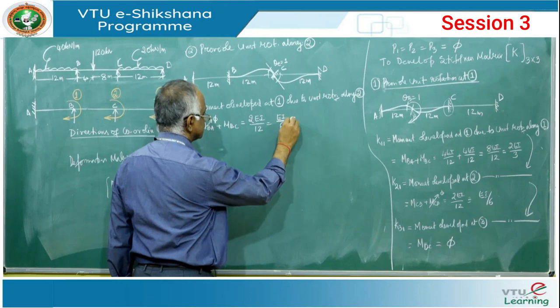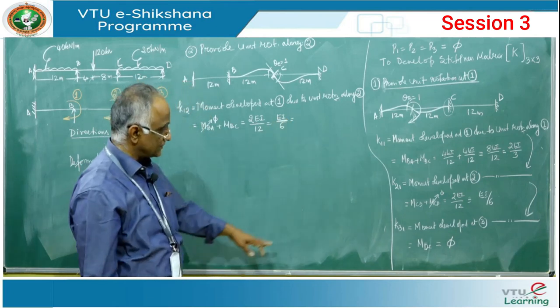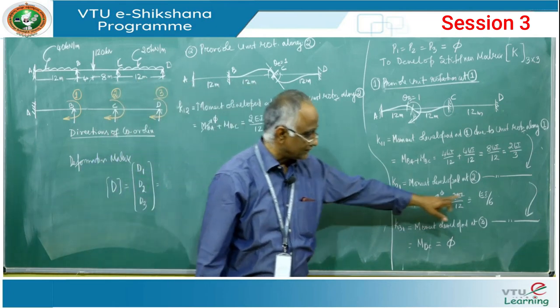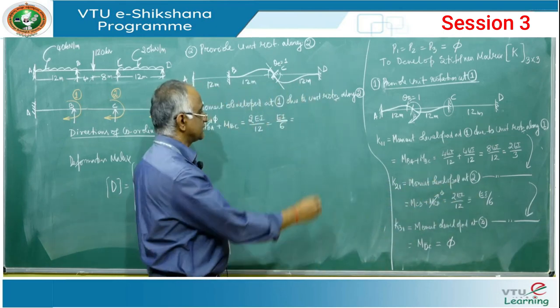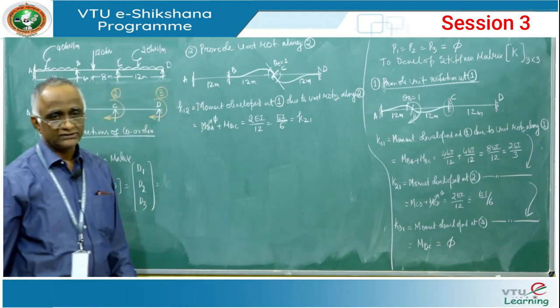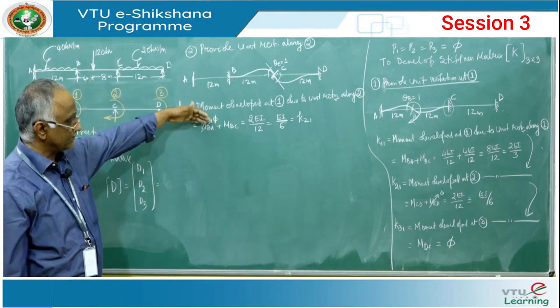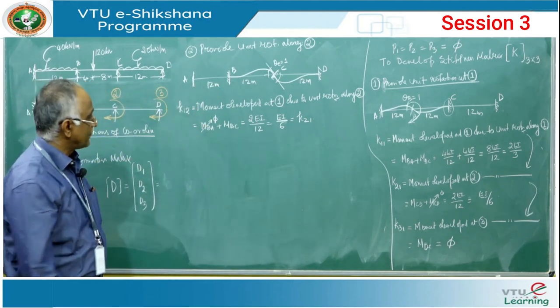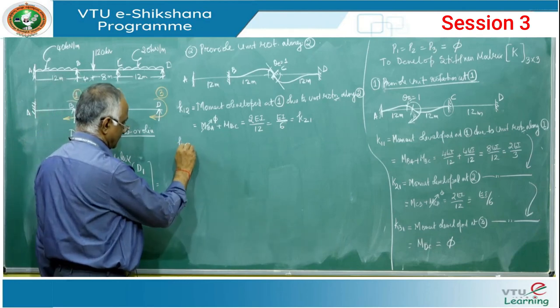Once you are well versed with the system, you don't need to calculate this. You can observe now what is the value of K21. It is EI by 6, so it is also equal to K21. Once you have confidence enough, you don't need to find out this. Directly you can go to next step, that is K22.